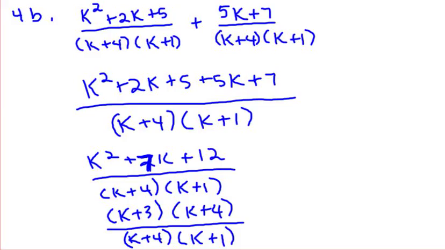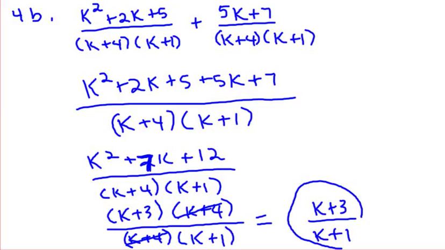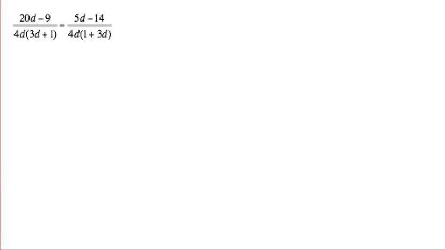And now everything's factored. And I'm looking to see if I have any like factors in the numerator and denominator that I can divide out. And of course I have the k plus 4 in both the numerator and denominator. K plus 4 over k plus 4 is 1, so that divides out. And I'm left with k plus 3 divided by k plus 1. And that is my final answer.